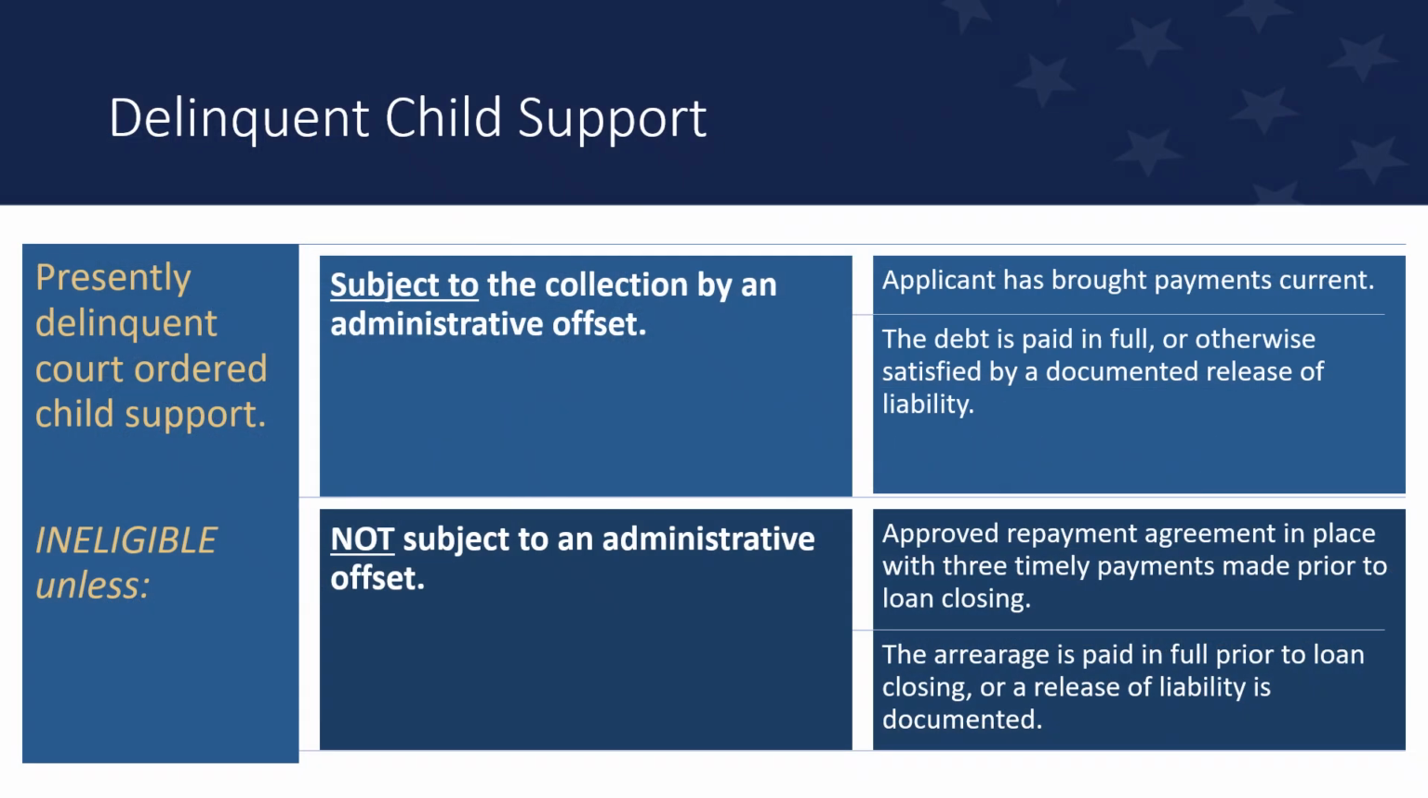Applicants presently delinquent on court-ordered child support payments are ineligible unless the following are met. For child support payments that are subject to the collection by an administrative offset, the applicant must demonstrate that they have brought the payments current, the debt is paid in full, or otherwise satisfied by a documented release of liability. For child support payments not subject to an administrative offset, the applicant must provide documentation that an approved repayment agreement is in place and 3 timely payments were made prior to loan closing, or the arrearage is paid in full prior to loan closing, or a release of liability is documented.